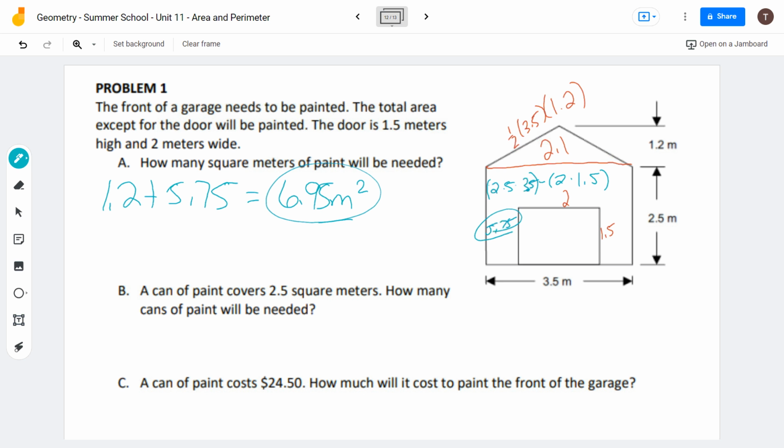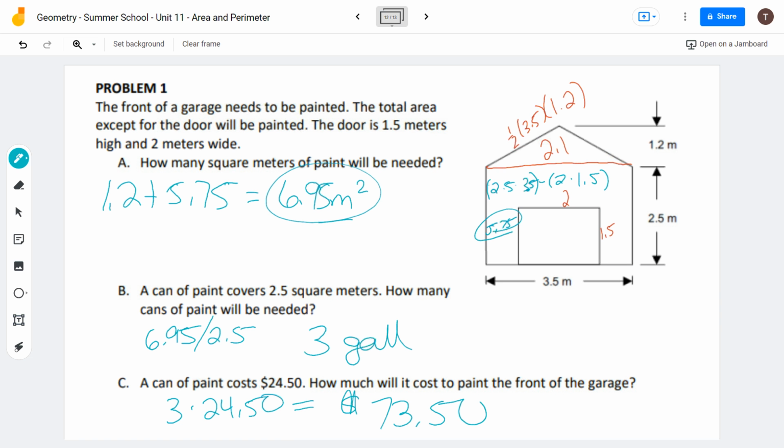If each can covers 2.5 square meters, I need to do 6.95 divided by 2.5. It gives me 2.78, but I can't buy 0.78, so I would need 3 gallons. If each gallon is 24.50, 3 times 24.50 should equal $73.50.